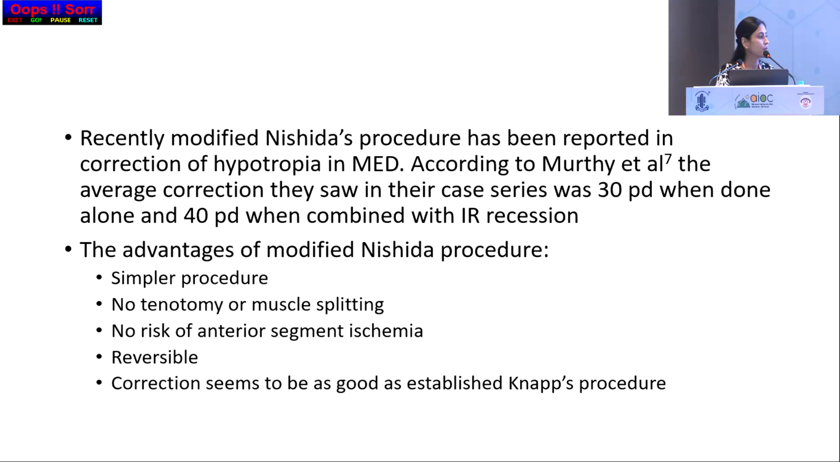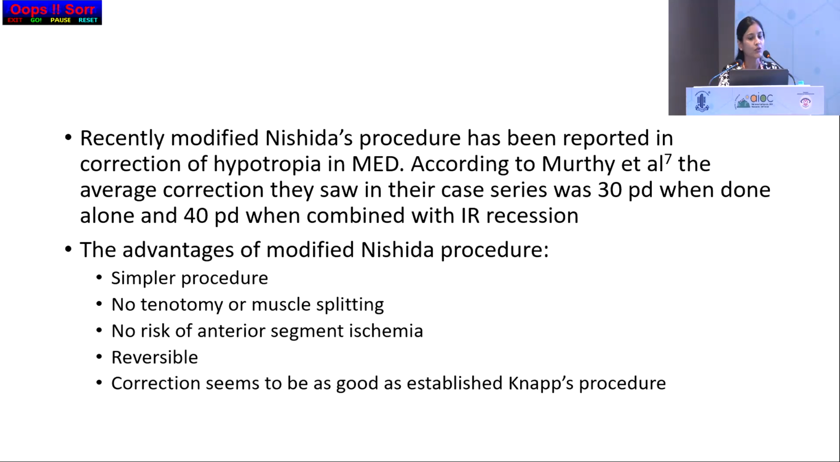So according to the amount of hypertropia, we plan the procedure. These are the two procedures which we have discussed for a large angle of hypertropia. When you have a large angle of hypertropia and a tight IR, you can decide on a two-stage procedure. If it is a large angle of more than 60 PD, then you can do a two-stage procedure. If it is less than 60 PD, you can do a single-stage procedure.